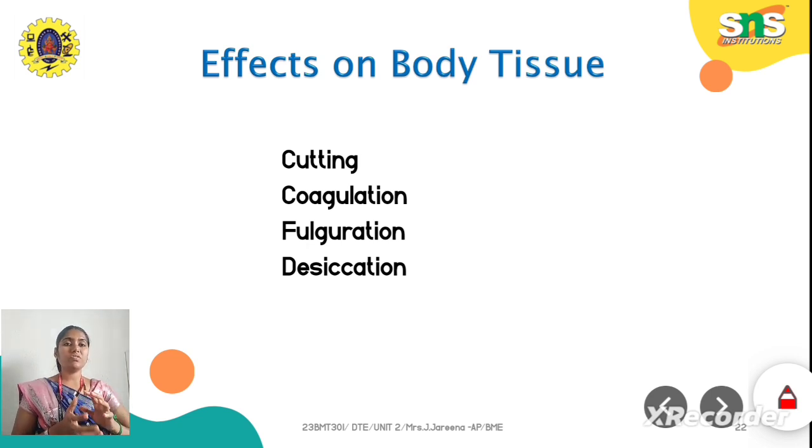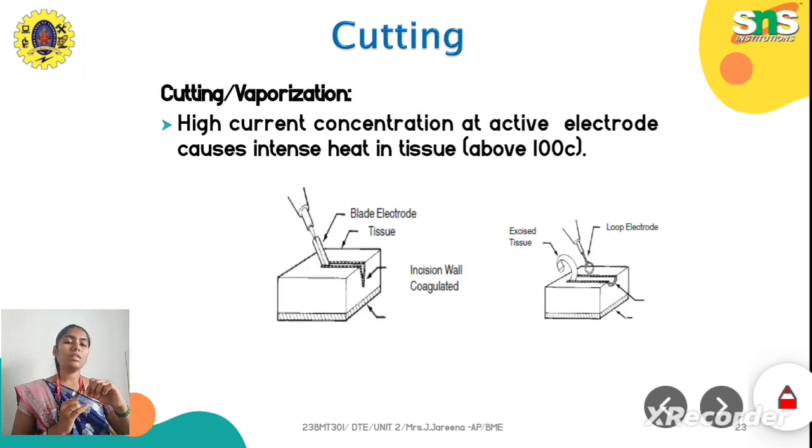What are the different physiological effects that will happen on body tissue when we are passing the high frequency current? We already discussed there are four main applications where ESU unit is highly used: one for cutting, another for coagulation, another for fulguration, and the last one for desiccation. How is this process happening in the body tissue, how is this high frequency interacting with the body tissue in order to carry out these four processes? That we are going to see in the upcoming slides. So let's start with the first thing, that is cutting.